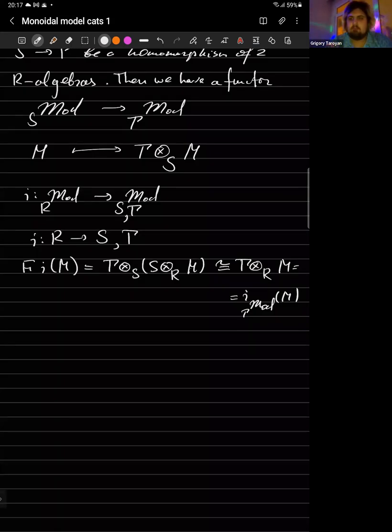So I described an example of a functor between two C algebras. And now I want to give another definition, which is related to a particular case of monoidal categories, to symmetric monoidal categories. So the definition.